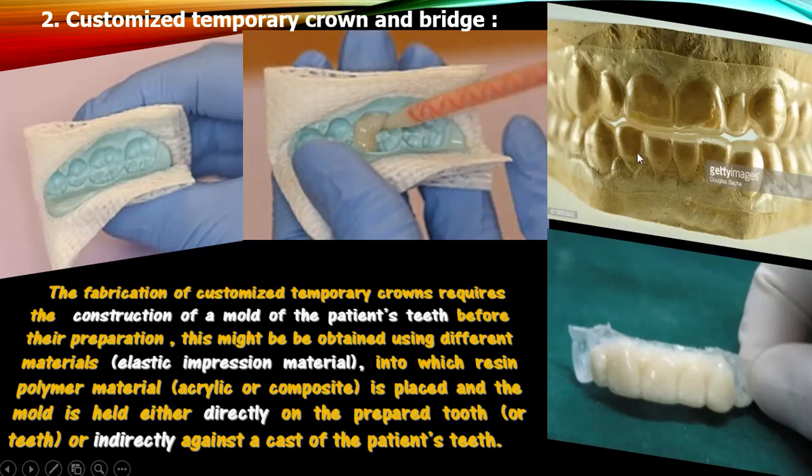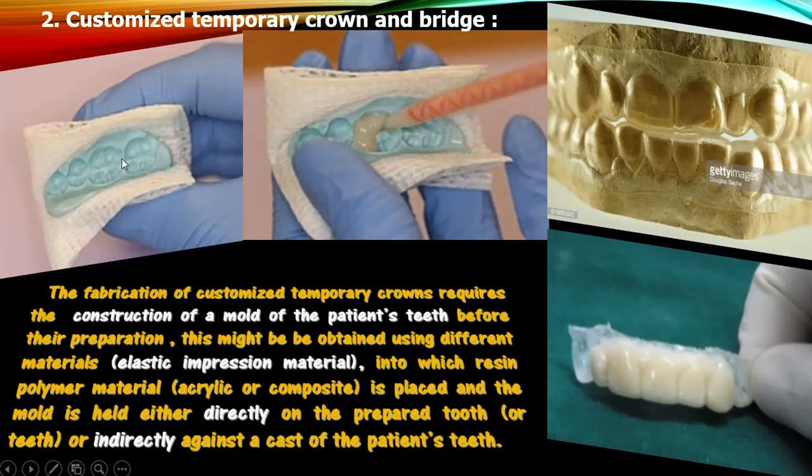These might be obtained using different materials. Of course, this mold, practically we take an impression of the patient's teeth before preparation, then with different materials. We can use elastic compression material, or any other type of thermoplastic material. This material we use to make a mold of the patient's tooth before preparation.